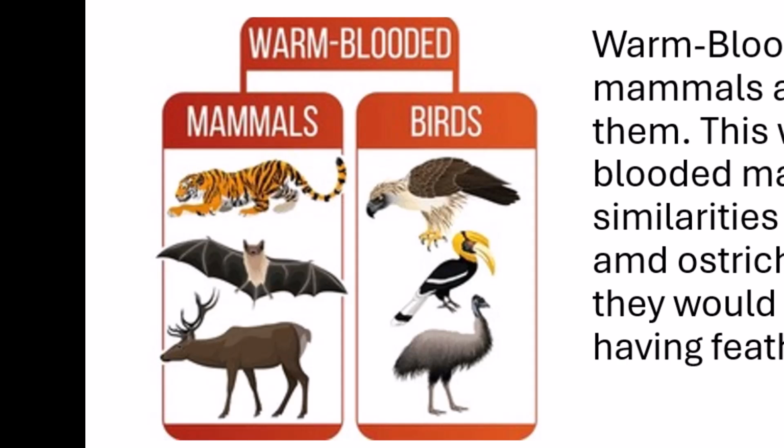By looking at this chart, we can see that tigers, bats, and deers are warm-blooded mammals, and they all share those similarities. They are all mammals. For example, they all have fur or they give birth. And on the other side, we have eagles and ostriches, and both of these are warm-blooded birds, and they also share similarities, such as laying eggs or having feathers.